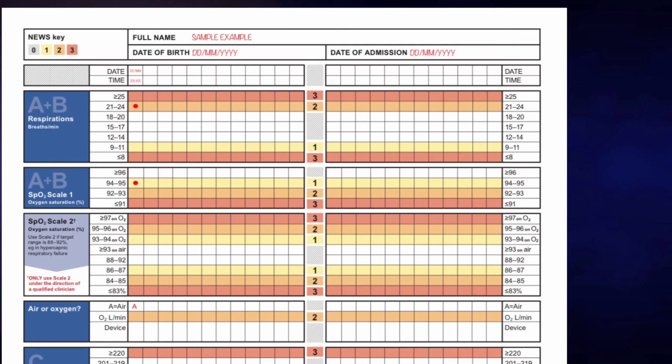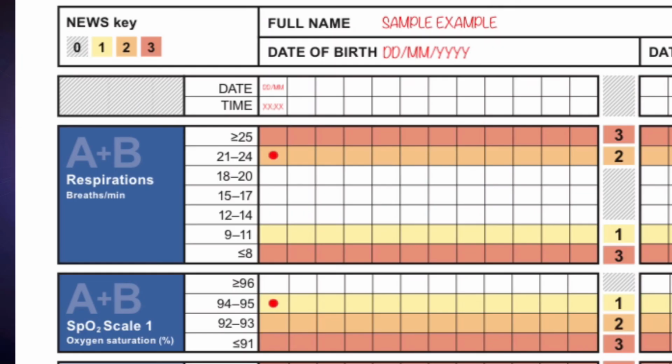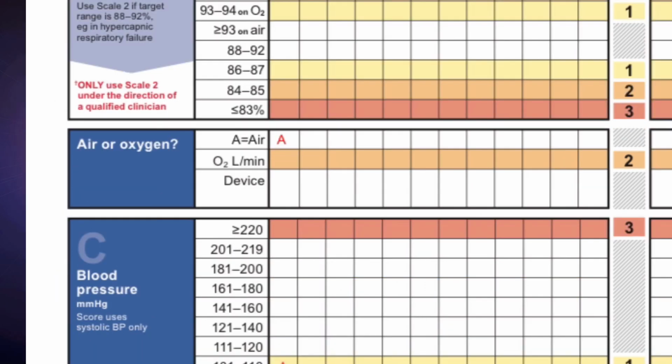Then the date, you can see how the date is recorded, and the time. Then for A and B, respiration, you put a dot. That is a NEWS score of 2. Then for the SpO2 scale, you put a dot. That is a NEWS score of 1. Then whether the patient is on air or oxygen: it is A. Air means A.